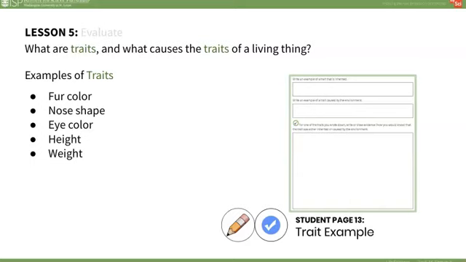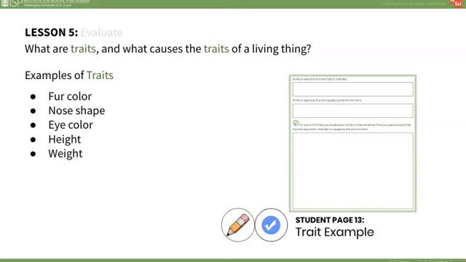If students are struggling with traits to choose, give them this list and allow them to decide if the trait is inherited or caused by the environment. For example, fur color, nose shape, eye color, height, and weight.